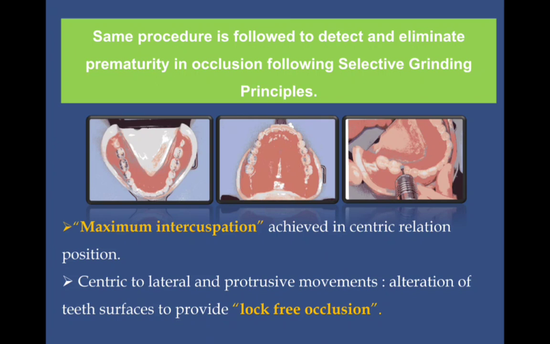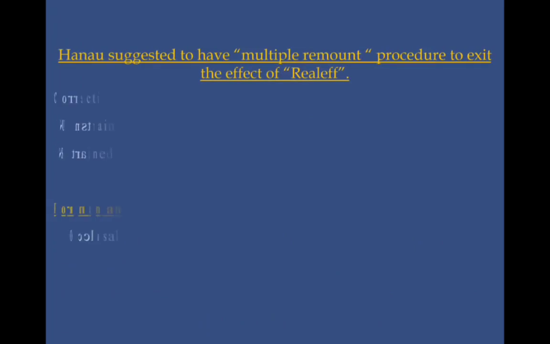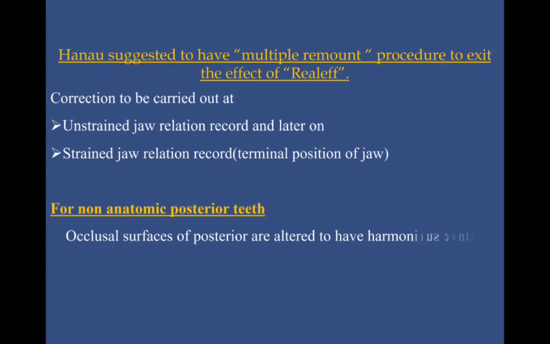Then maximum intercuspation should be achieved here. The motto is that at the centric as well as protrusive movements there should be lock free occlusion. On the articulator itself, you can lift your articulating pin and see that the protrusive as well as lateral movements are free. To minimize the errors, Hanau had suggested that you repeat the remounting procedure multiple times, so that you completely eliminate the errors.